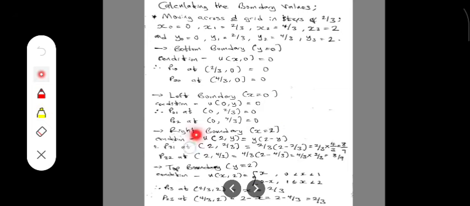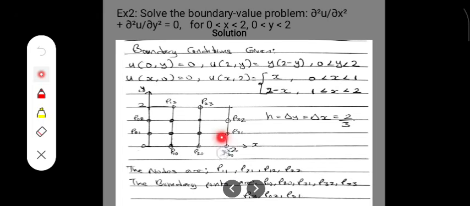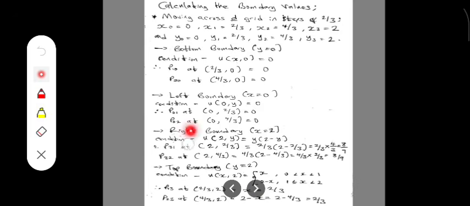And for the right boundary where s equal to 2, this is the right boundary here where s equal to 2. So according to the condition given, where a point whereby the s ordinate is equal to 2, then the value of that point will be calculated using y open bracket 2 minus y. So whatever the y value is, we substitute it into this function.